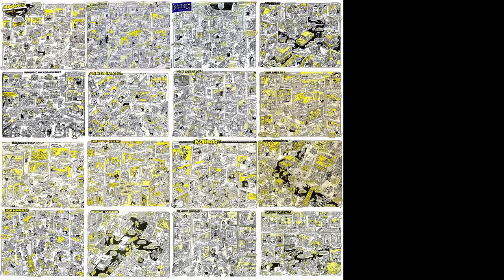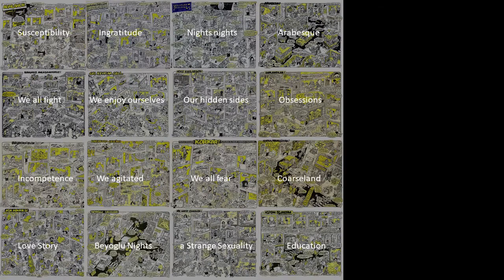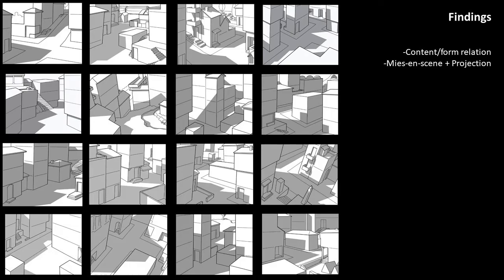These are all the 16 panorama pages I chose to analyze. We see the titles of each page in a random arrangement. So, the findings of the analysis came to life in two steps. First, I organized the cases according to the content-form relation to make a meaningful pattern and topology visible. Then I checked the mise-en-scene and projection decisions.